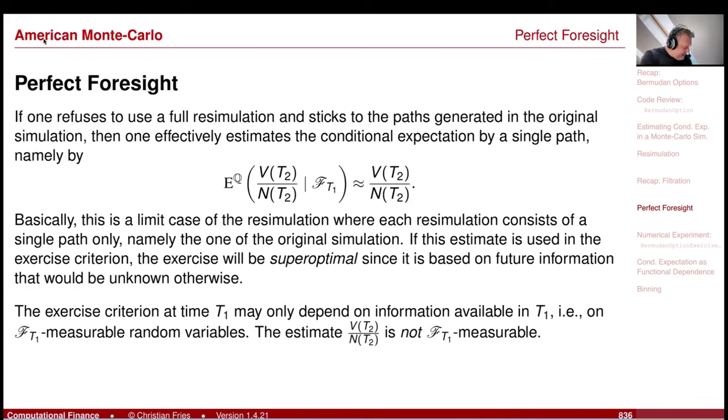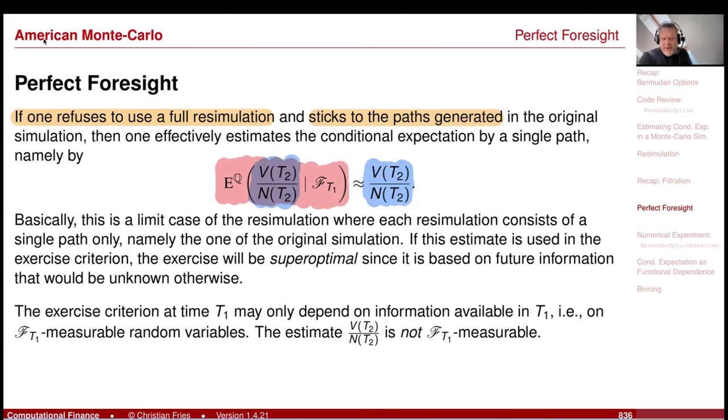So the next idea is, instead of using a full resimulation, we just stick to the sample path that we generate. This means I now approximate my conditional expectation operator here with just the value that I observe on the sample path, with just the value of which I calculate the conditional expectation.